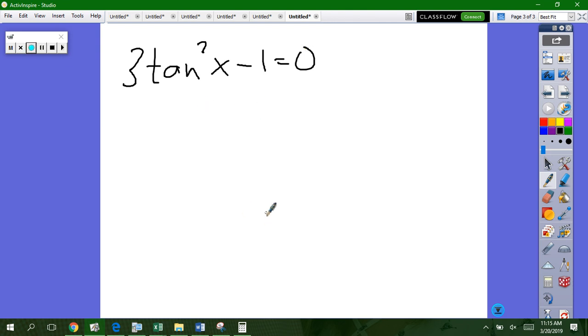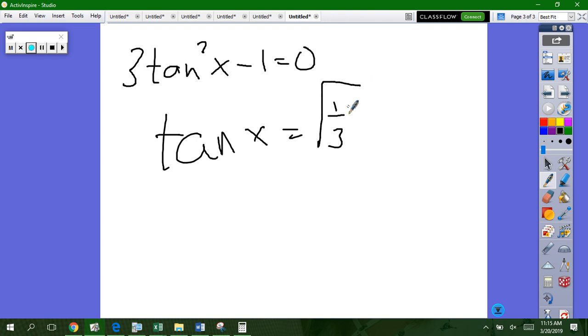Anybody tell me how I'm going to solve this one? Add the 1, divide by 3, right? And then I need to take the square root. Wow, you guys are fast. If that's what you want to do, I'll just go there. But when I take a square root, what do I need to do? Plus or minus. And I need to rationalize.